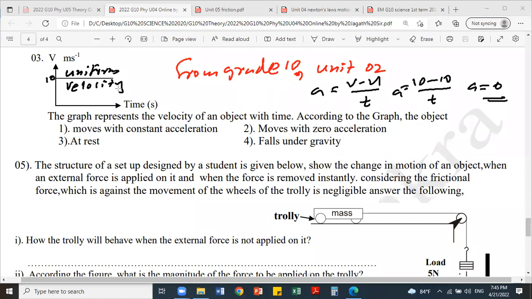Now if you take here, after 1 second velocity 10, after 2 seconds velocity 10, after 3 seconds velocity 10. So look at the y-axis, the straight line 10, 10, 10, 10. That's no change. So therefore the answer is, it is at rest. At rest means what? X.